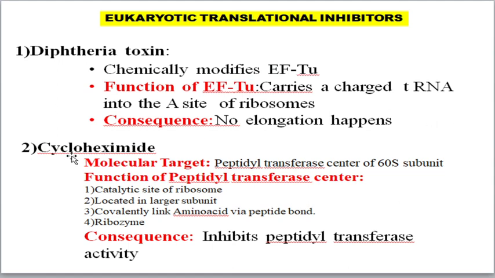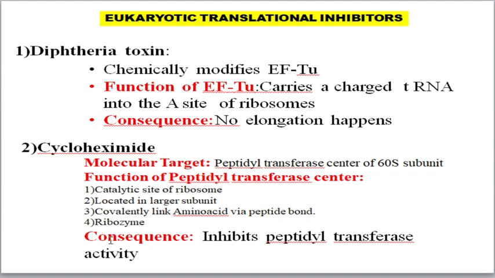Next is cycloheximide. The molecular target of the cycloheximide is the PTC, that is the peptidyl transferase center, and this transferase center is located in the larger subunit. What is the function of this peptidyl transferase center? As the name itself says, it is an enzyme and it is also a ribozyme. What does ribozyme mean? Every enzyme is made up of protein, but a ribozyme is not made up of protein, it is made up of ribonucleotides.